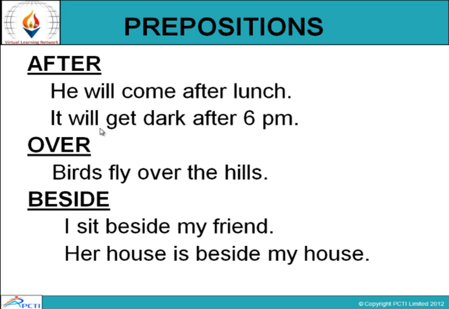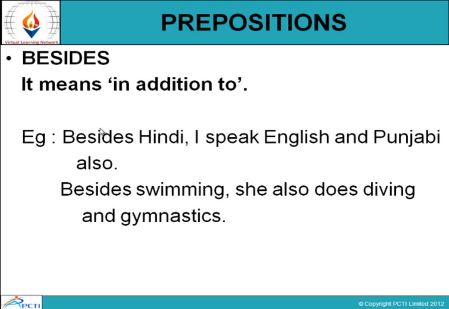Over. Over is again above something. Birds fly over the hills. When the distance is quite a lot between the two objects, and to indicate their position on top of one another, but there is a lot of distance between them, we use over. Beside, which actually means next to or by the side of. I sit beside my friend, next to my friend, near my friend. Her house is beside my house. My house is next to her house.